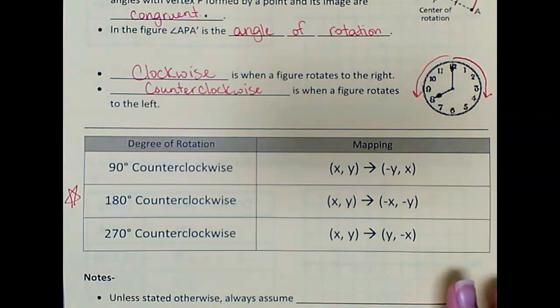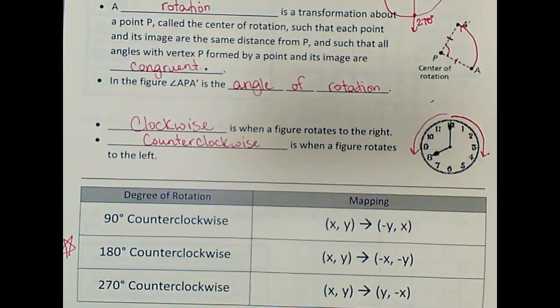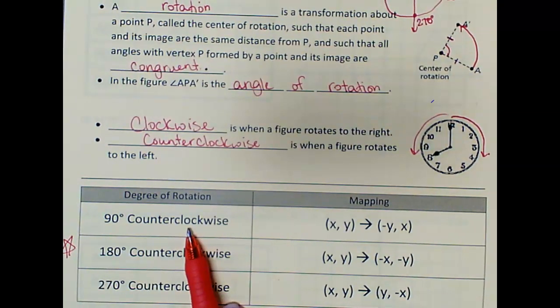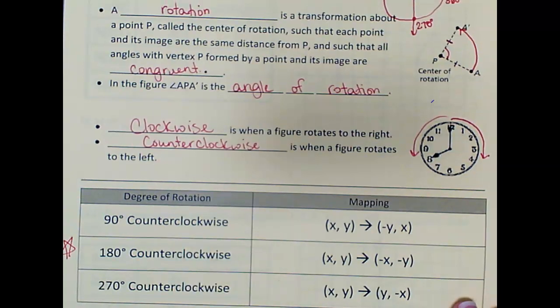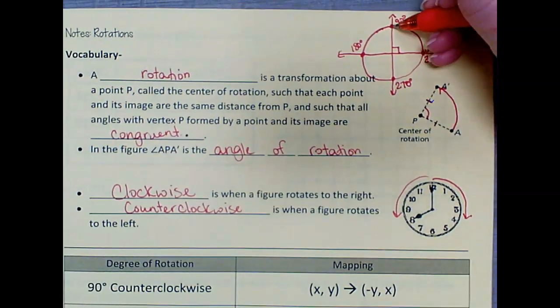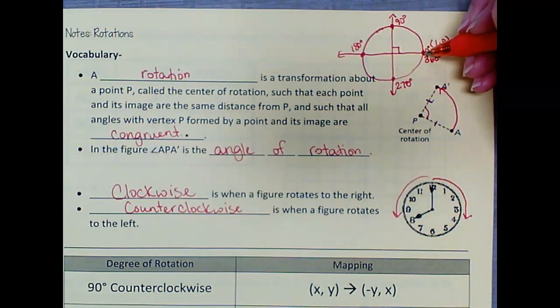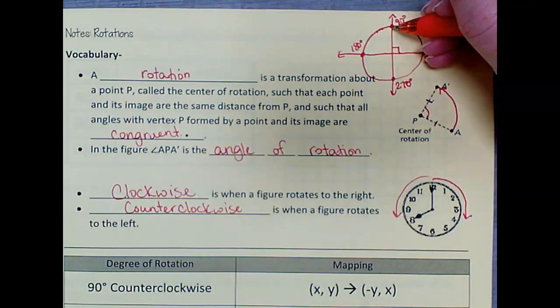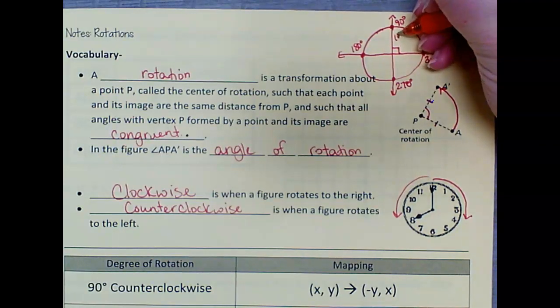So the first one talks about a 90-degree counterclockwise rotation. So we're rotating from like 0 to 90 degrees in a counterclockwise manner. So what happens when you move from here to here is that your point x comma y gets mapped to the point negative y comma x. So this point is 0, 1.